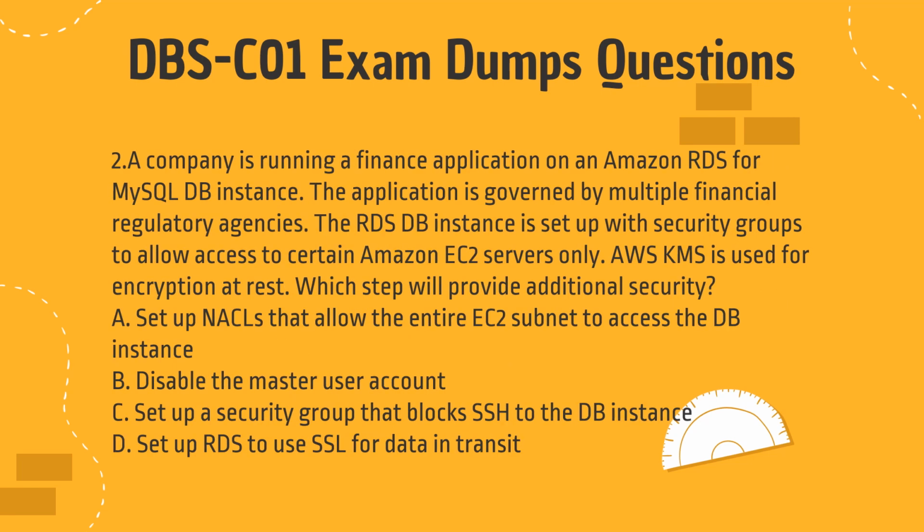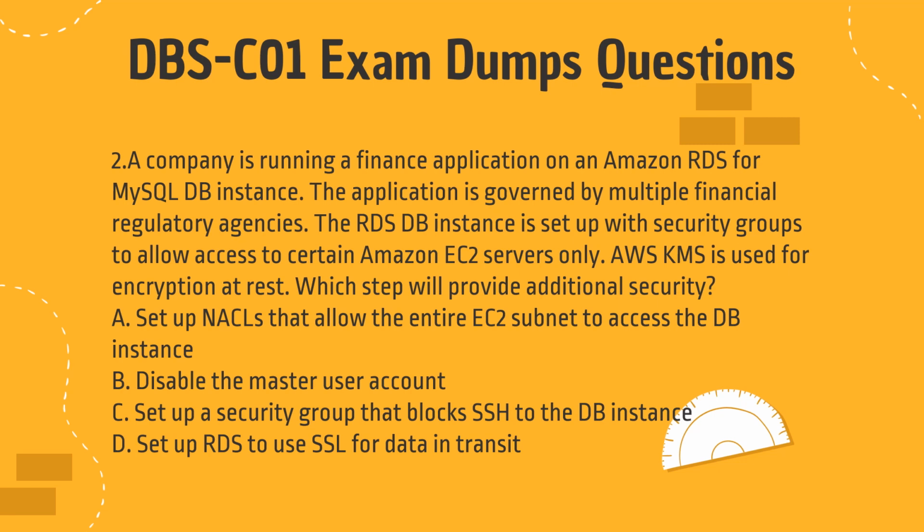2. A company is running a finance application on an Amazon RDS for MySQL DB instance. The application is governed by multiple financial regulatory agencies. The RDS DB instance is set up with security groups to allow access to certain Amazon EC2 servers only. AWS KMS is used for encryption at rest. Which step will provide additional security?